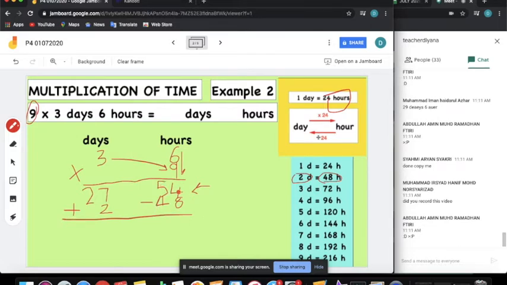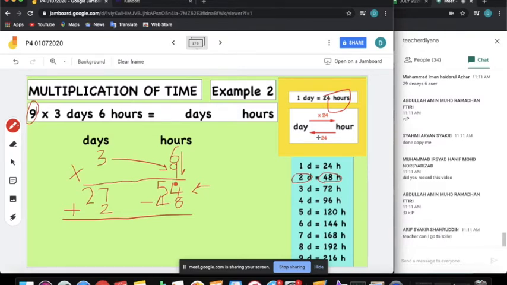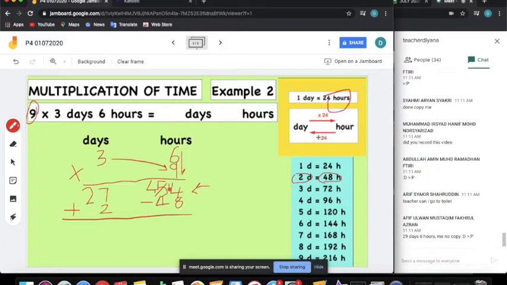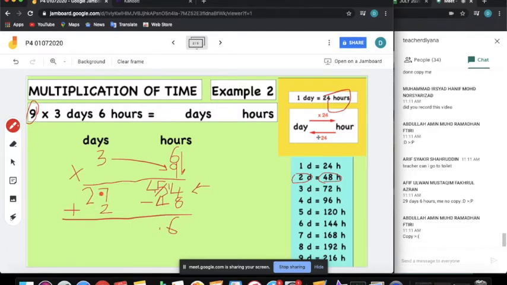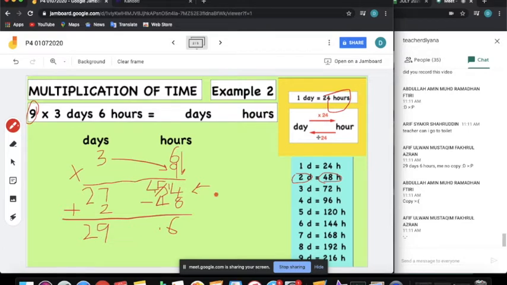Okay, now 54 minus 48. Now everyone minus. 4 minus 8 cannot. And then you borrow from 5, it becomes 4. And then you bring 1 here, it becomes 14. 14 minus 8 equals 6. 4 minus 4, nothing. And then 27 you plus with the 2 days that you converted from 48 hours. So, 7 plus 2 is 9. 2 here. Good job. Very good.